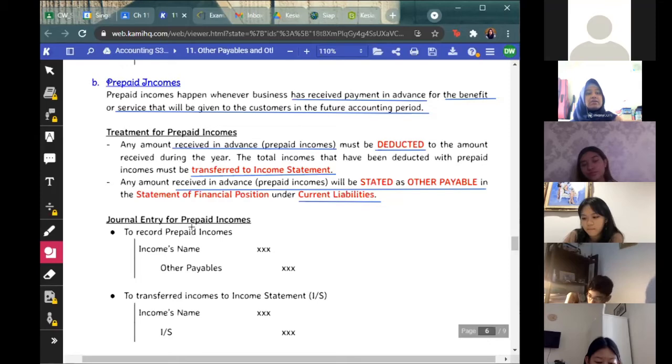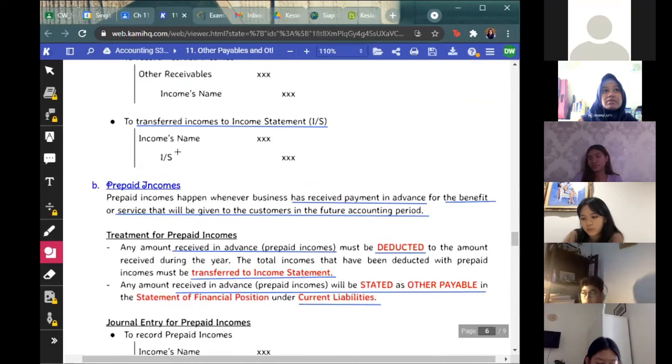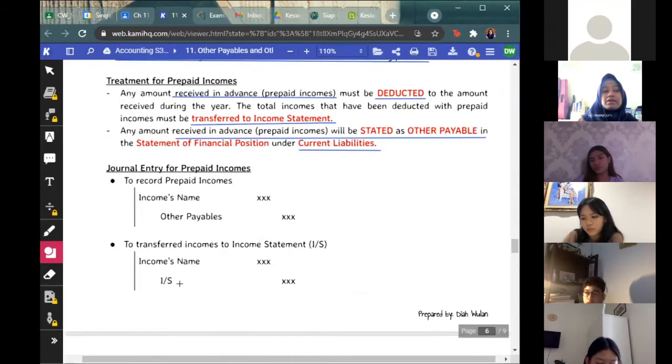Good. Journal entry for prepaid incomes. To record prepaid incomes, the income's name will be on the debit side. On the credit side will be other payables, for prepaid incomes. And then, to transfer incomes to the income statement, the income name will be on the debit side also, just like here, and IS will be on the credit side. Okay, that's it.